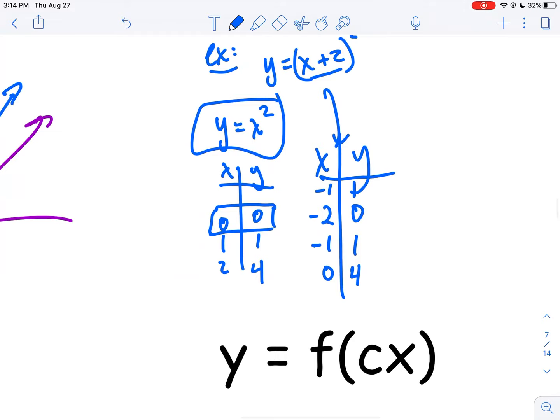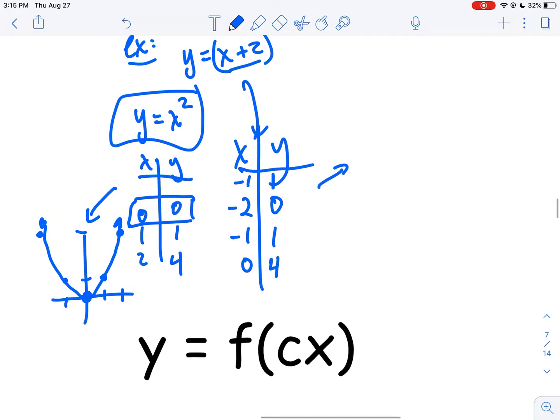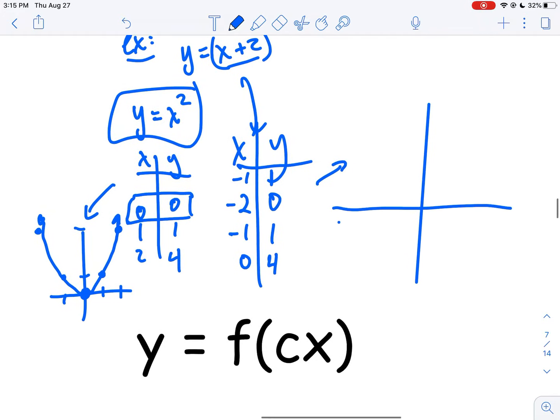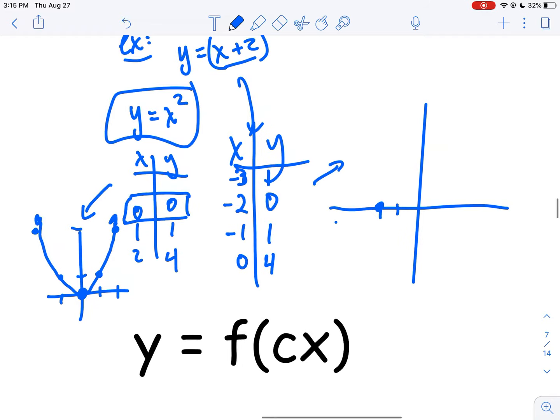I don't know if this makes sense to you, but over here, 0, 0, over 1 up 1, over 2 up 4. For this one, I go left 2 up 0. I meant to put negative 3 here, guys. I'm sorry. Negative 3, 1, negative 1, 1, 0, 4. What do you think negative 4 is going to be? You could plug it in, right? It's going to be 4. So what happens when I add 2 on the inside here? Do you see it actually shifted these points left 2? And we ended up with this.